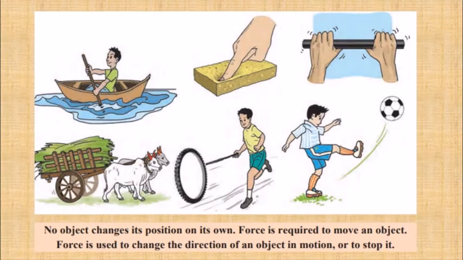Now here in the picture we can see that no object changes its position on its own, but a force is required to change the position of the object. So force is always necessary for making an object move, to change the direction of the object in motion or to stop it, and also to change the shape of the object. If you have to do any of these things, force is necessary.